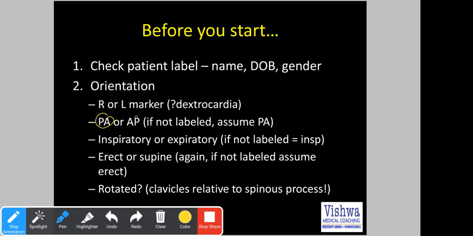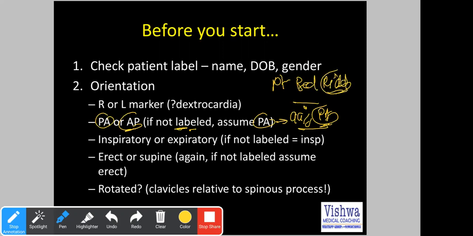Always also look for PA or AP view. If not labeled, assume PA. 99% of times it is a PA view. When will you take an AP view? When the patient is bedridden. At that time the X-ray machine goes to the patient's bed and throws the X-rays from the anterior, because the patient is bedridden, lying in the supine position. So in those situations, we may go for an AP view some of the times.